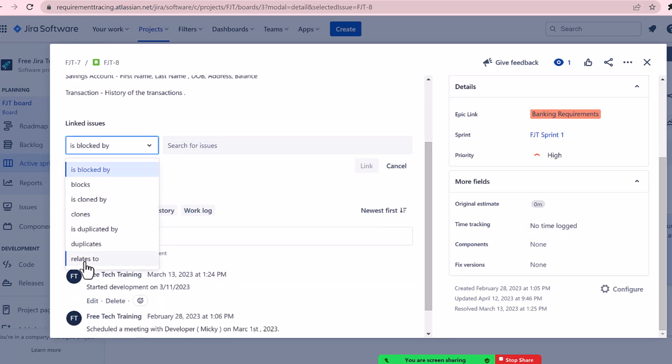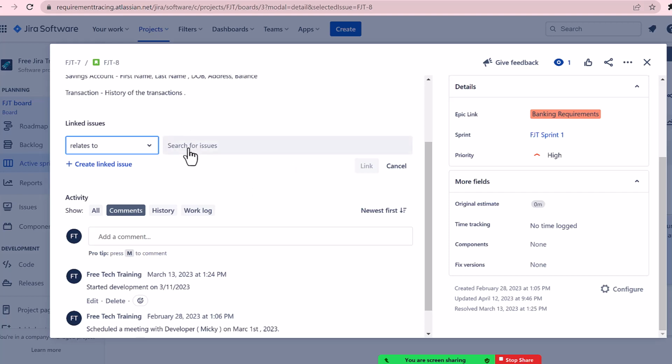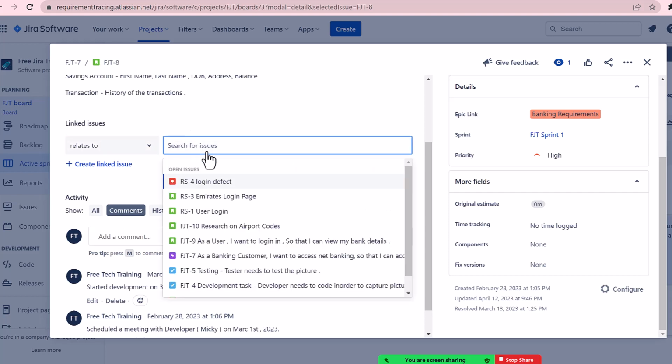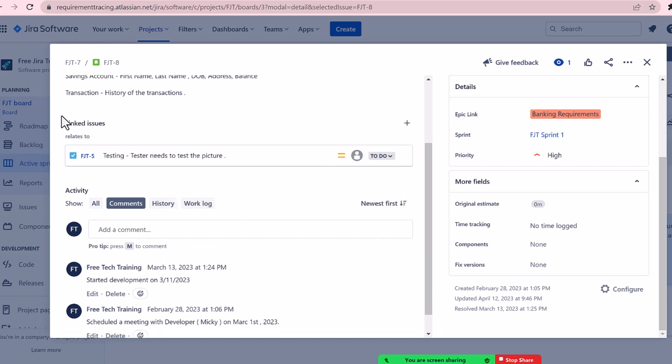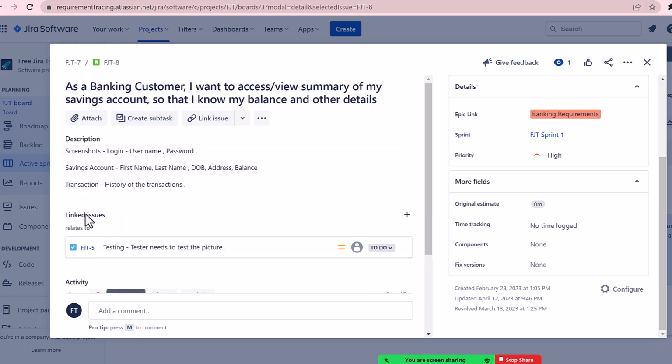So if this relates to, this is duplicated, this clones, this is blocked by, you can always put this relates to, and you can search for any other requirements and tag those requirements. I'm tagging this, okay, link. So now this requirement is linked to another requirement. That's how you make sure all the requirements are connected.